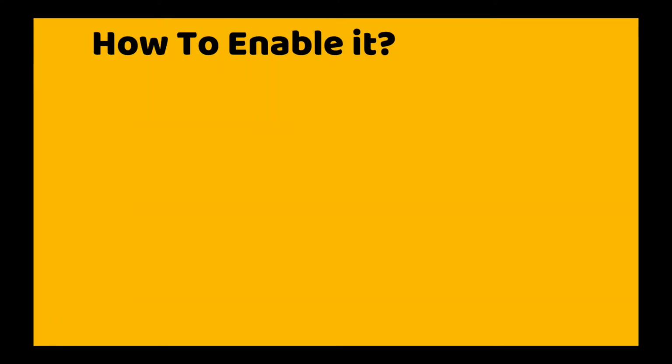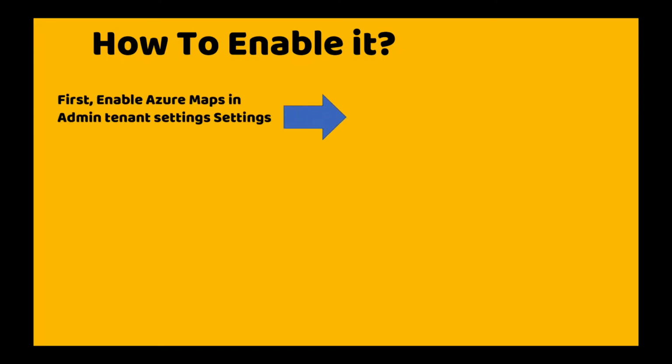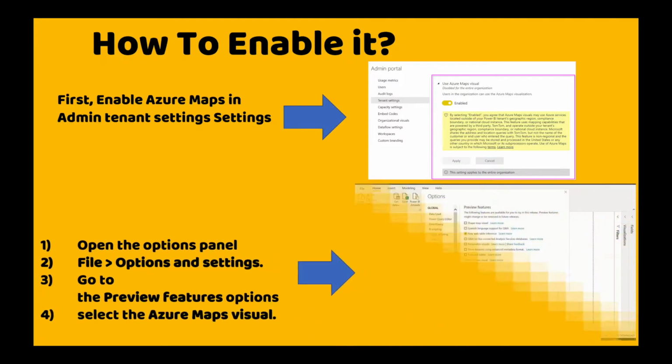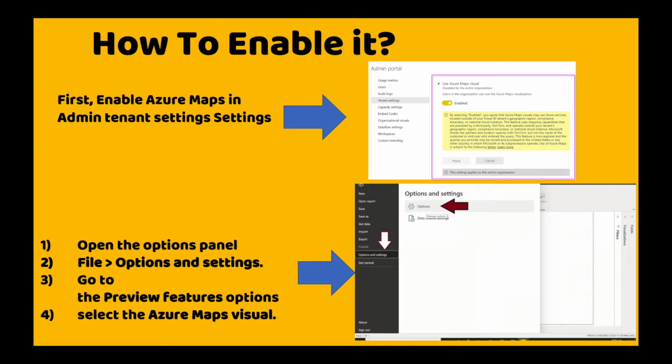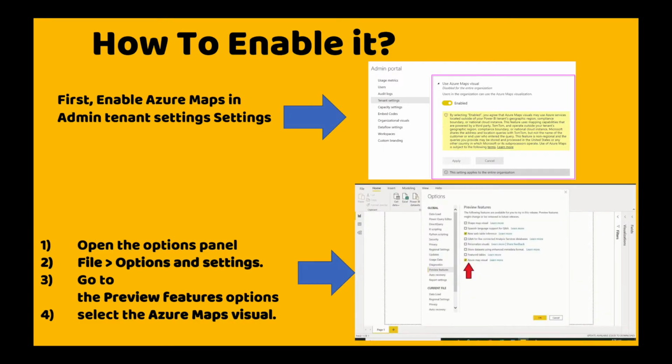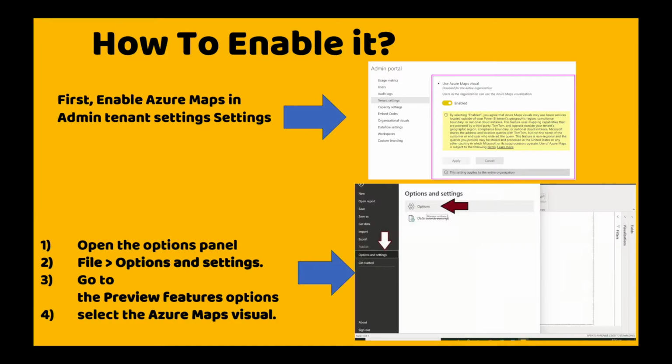Now the question comes, how to enable it? Well, first of all, you have to enable Azure Maps in the admin tenant settings if you are the admin, or you can request it from the admin. Secondly, you have to go to File, then Options and Settings, then Options, and in the preview features you have to tick it over there, and that's how you are going to enable it.